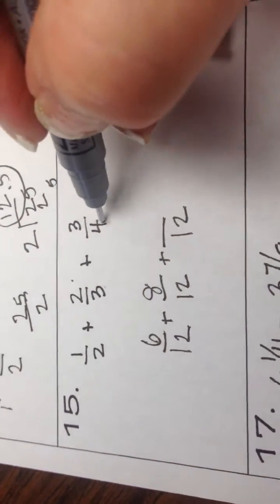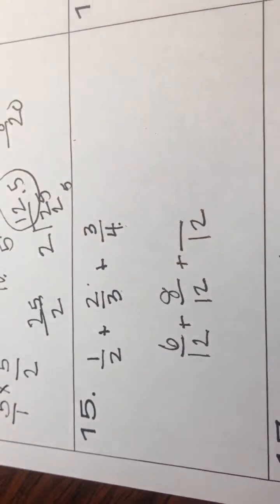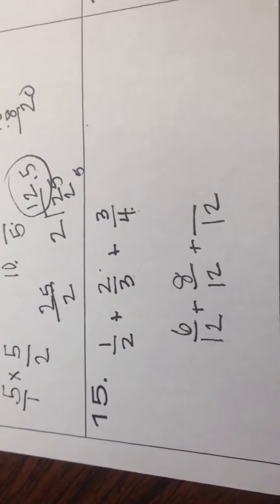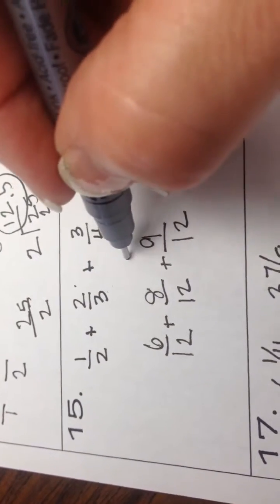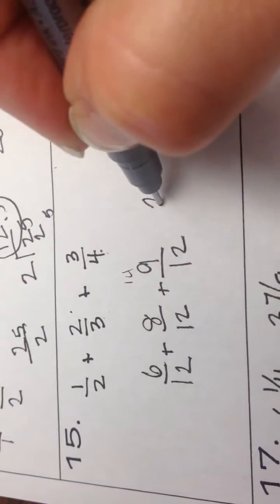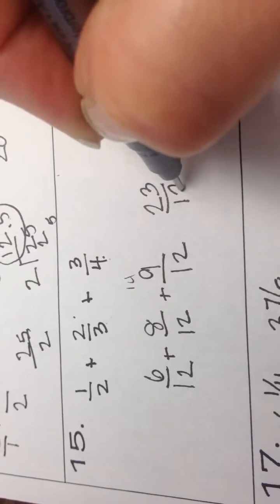What did I multiply 4 by? Well, I multiplied that by 3. So I have 3 times 3, which is 9. Now I'm going to add this all together. I got 14 plus 9. That's going to be 23 over 12.